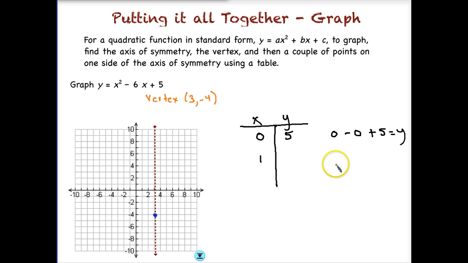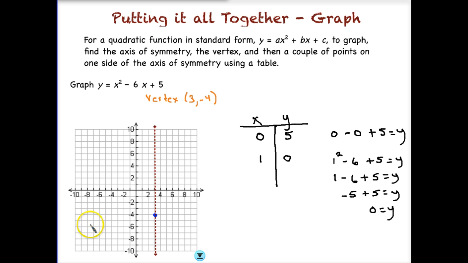Now let's try 1. So we've got 1 squared minus 6 times 1, which is just 6, plus 5. We might need to do a little bit of simplification there. 1 squared is just 1. 1 minus 6 is negative 5. And negative 5 plus 5 is 0. So y is 0.